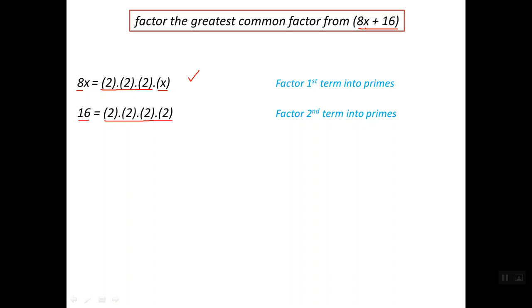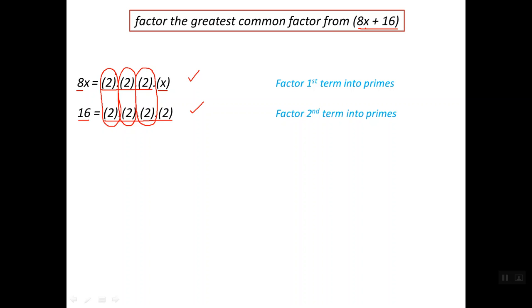Now, we search in these two lists for the common factors. So if you see here, we have a common factor, which is 2. It is common in the two lists. And again, we have another 2, which is common in the two lists. And the third 2, also common in the two lists. Regarding the x, there is no x in the second list, and regarding the rest of the 2s below, there is no 2 in the above factors.